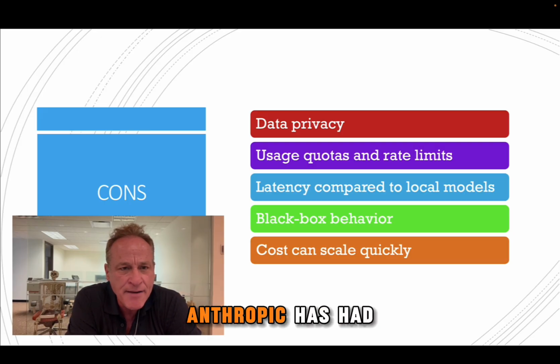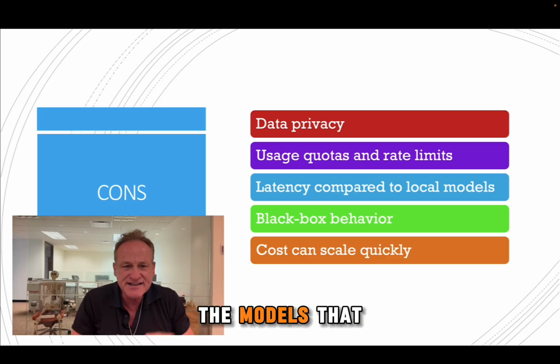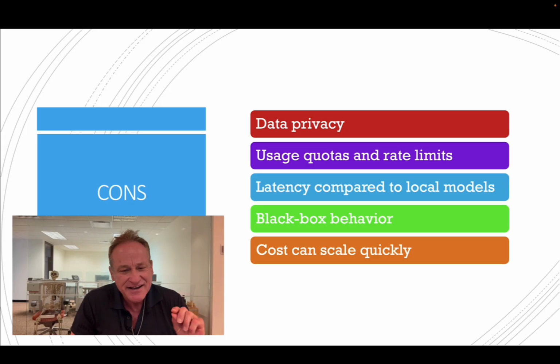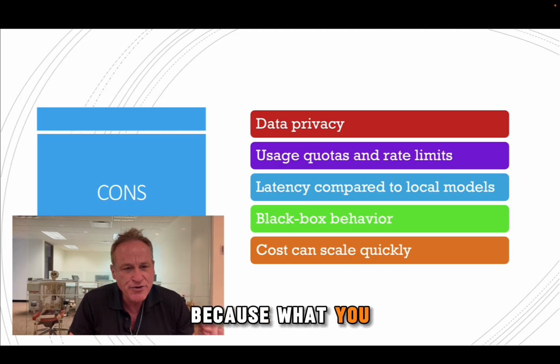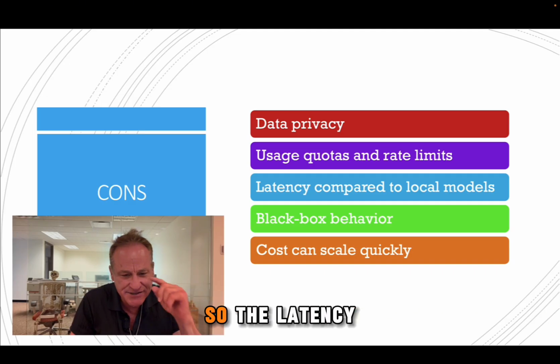And things like Anthropic has had problems where, with the models that are less than the most expensive models, you can hit the quotas and you can hit your rate limits pretty easily. Now, another con is the latency compared to local models. Now, this is not as big of a con as a lot of people make it out to be, because what you get with your pros makes up for the latency.